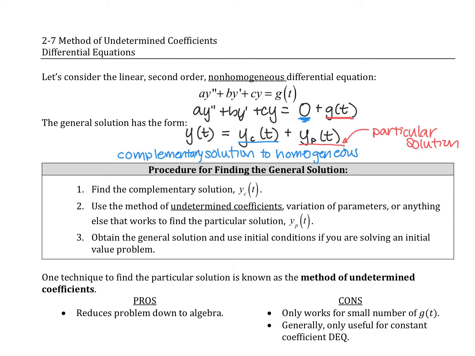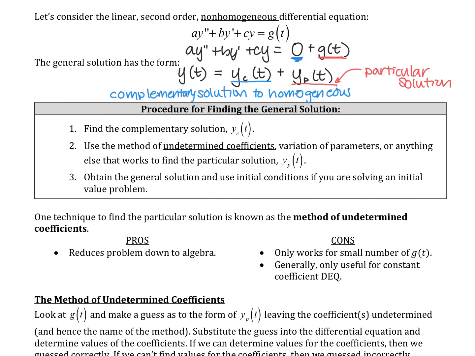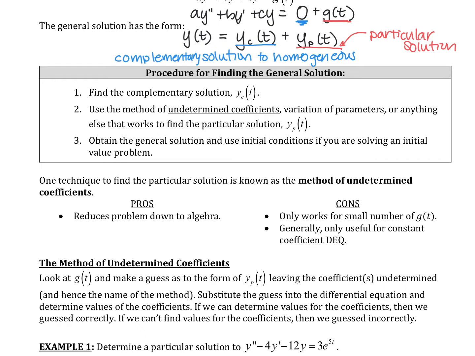There are several reasons why we would use the method of undetermined coefficients. One, it reduces the problem down to a pretty basic algebraic problem. That's the benefit of it. Now, the bad news for it is there's only certain g of t that we can get where this works well. Some g of t, this doesn't work well at all. And it really works best if our coefficients in the differential equation are constant. So they're not functions. Variation of parameters, we can deal with more functions, but it's a little bit messier.